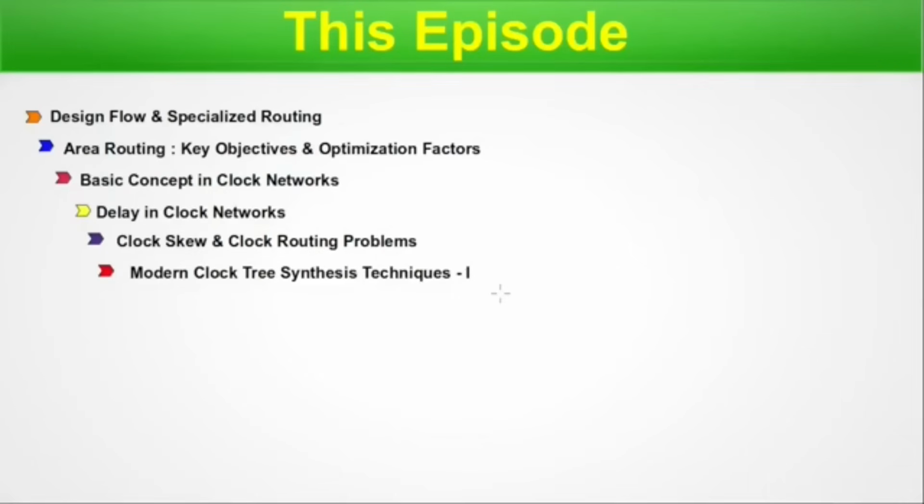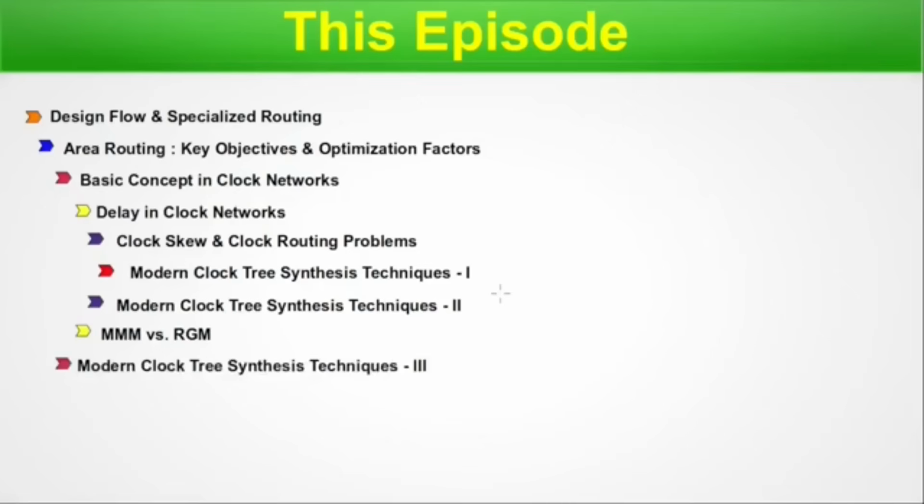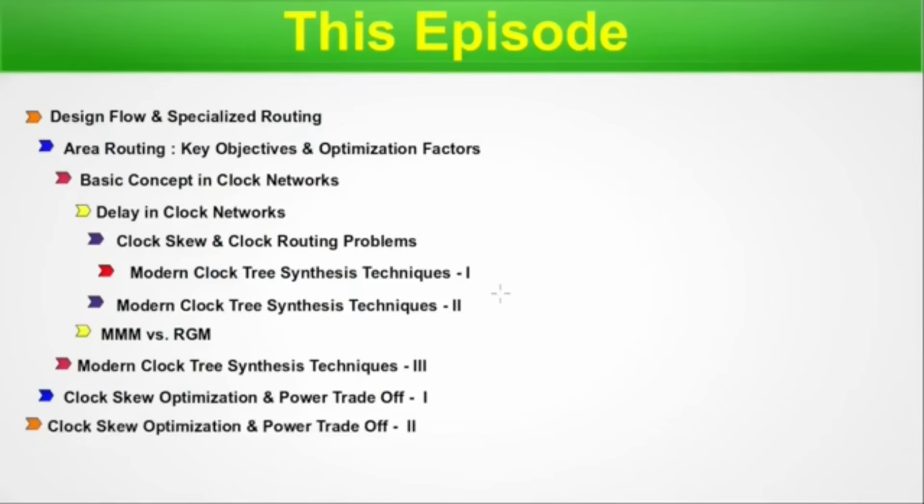This is the first slide on this topic. Next, another slide on modern clock tree synthesis techniques. And then MMM versus RGM. These are two methods, and there is a comparison between them. Then modern clock tree synthesis techniques, the third slide on the topic, and clock skew optimization and power trade-off first slide, and clock tree optimization and power trade-off second slide. So these are the pointers we will discuss in today's episode.